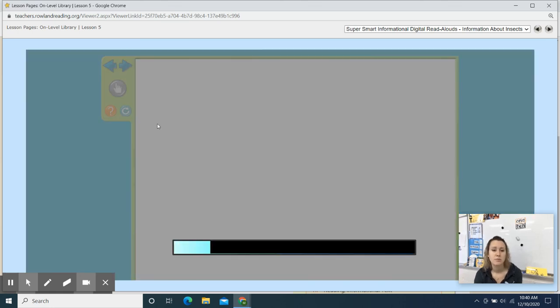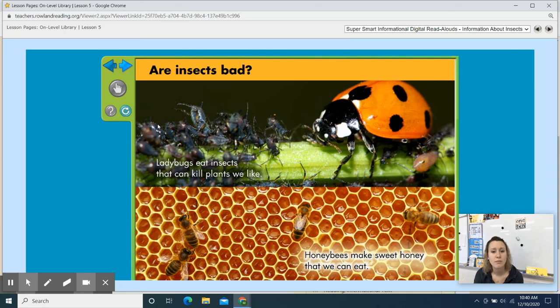Are insects bad? Ladybugs eat insects that can kill plants that we like. So a ladybug is an insect, and they eat these bugs that might kill plants that we like to eat. Honeybees make sweet honey that we can eat. So honeybees are good. They make honey for us.